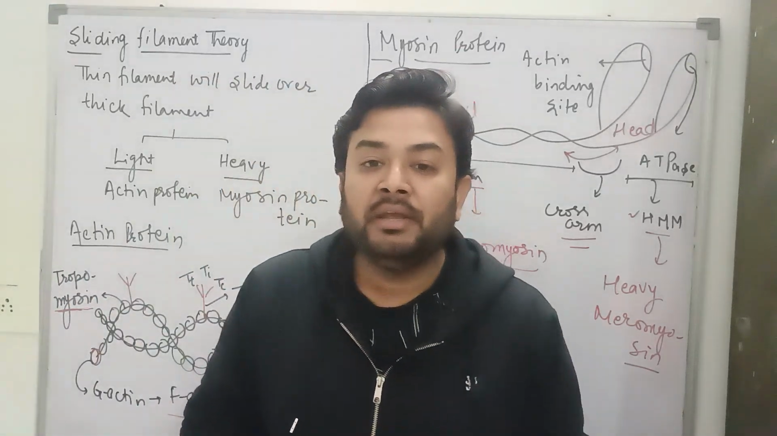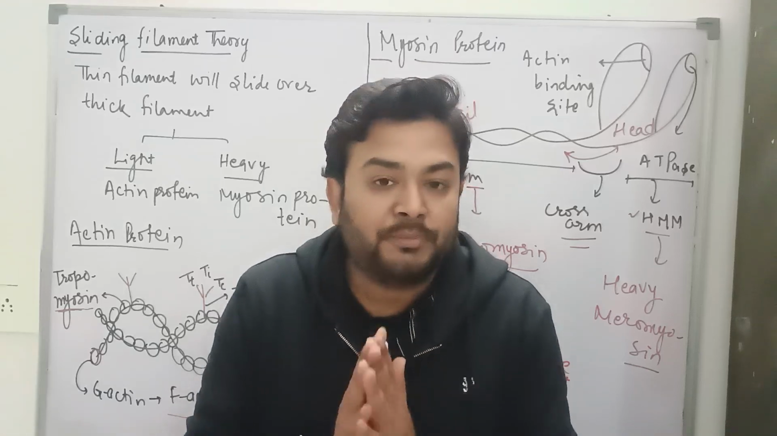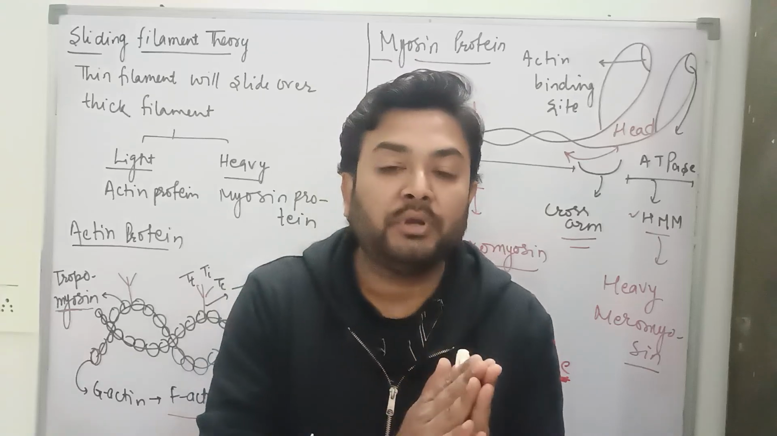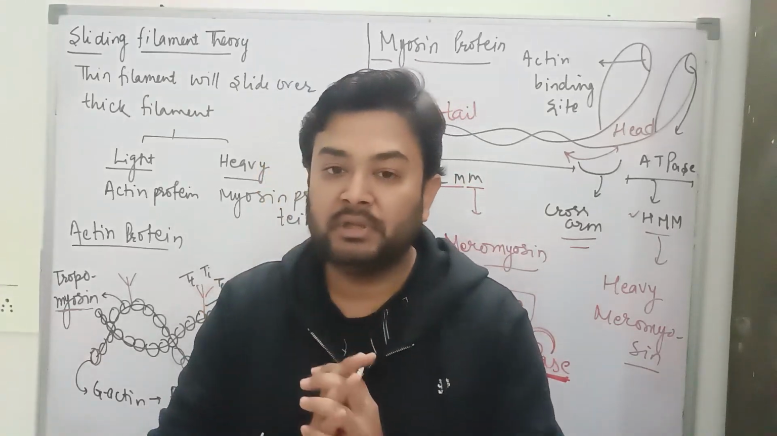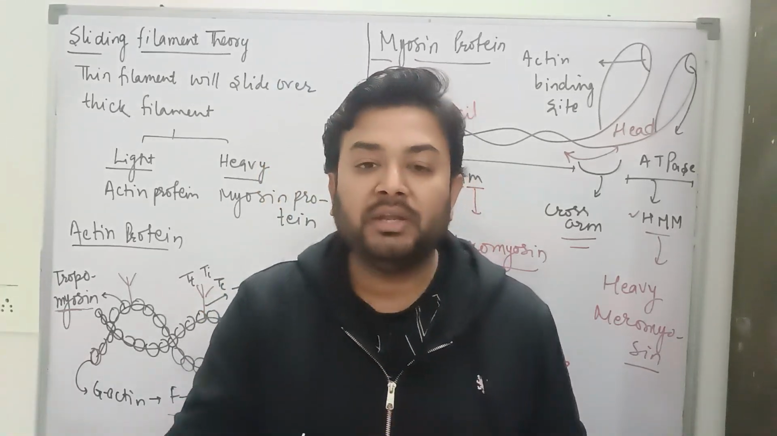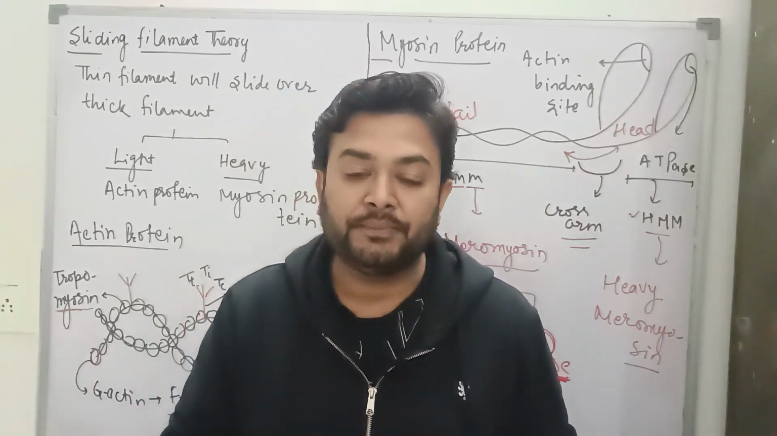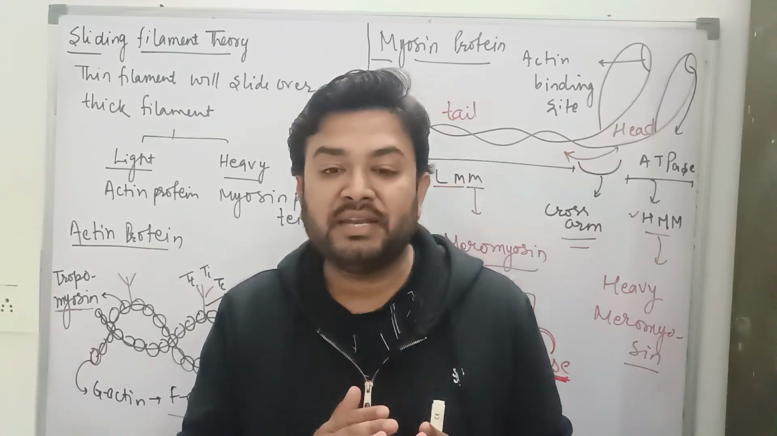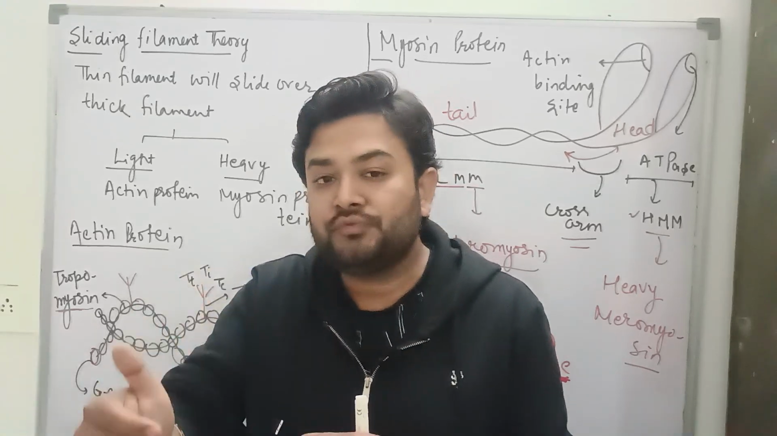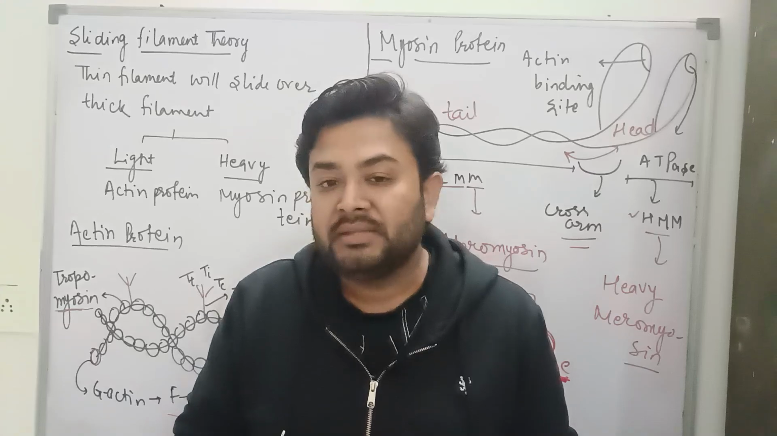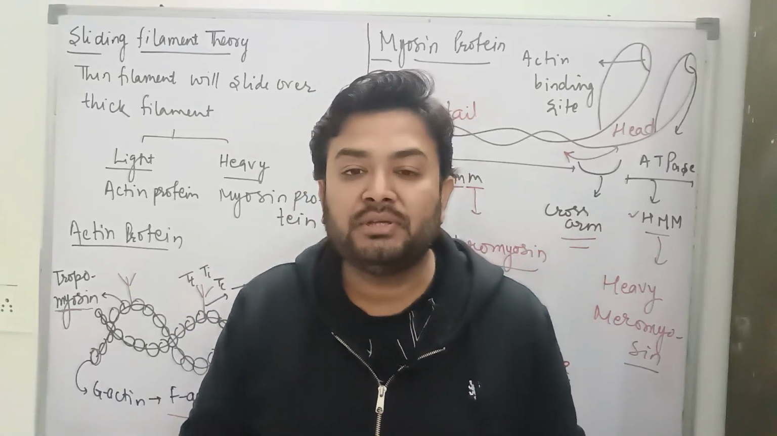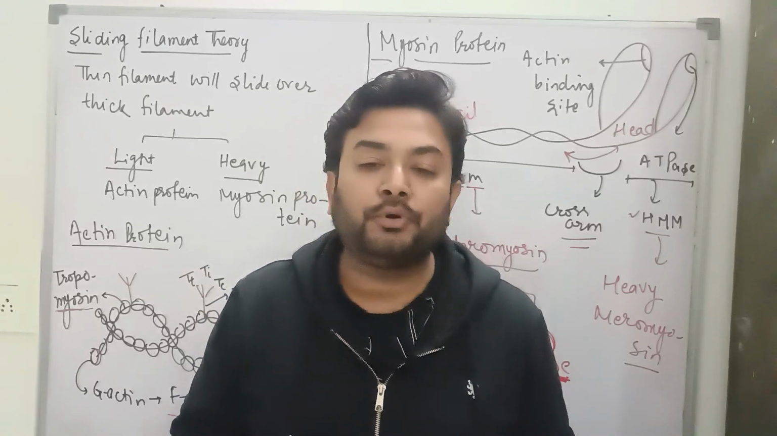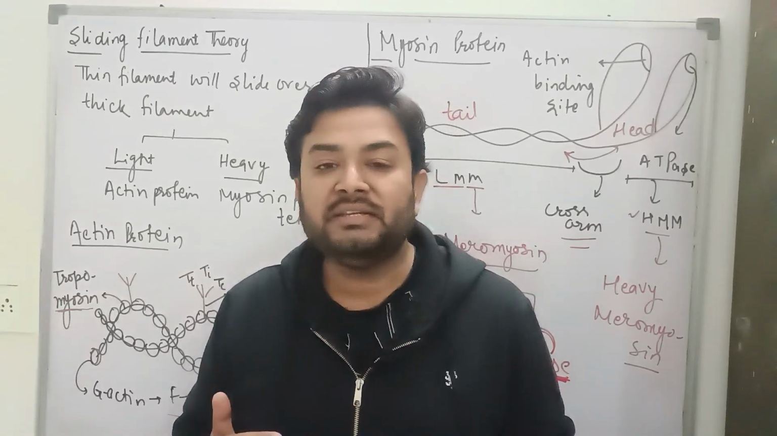Let's revise it again. For contraction of muscle, there is a theory known as the sliding filament theory. There are two types of protein, a light one and a heavy one. Light is known as actin protein, heavy is known as myosin protein. Actin protein consists of different types of protein, G-actin. Continuous repetition of G-actin will form F-actin. The thread-like structure is known as tropomyosin, and troponin is present at regular intervals. Troponin consists of three types of subunit, TT, TI and TC.